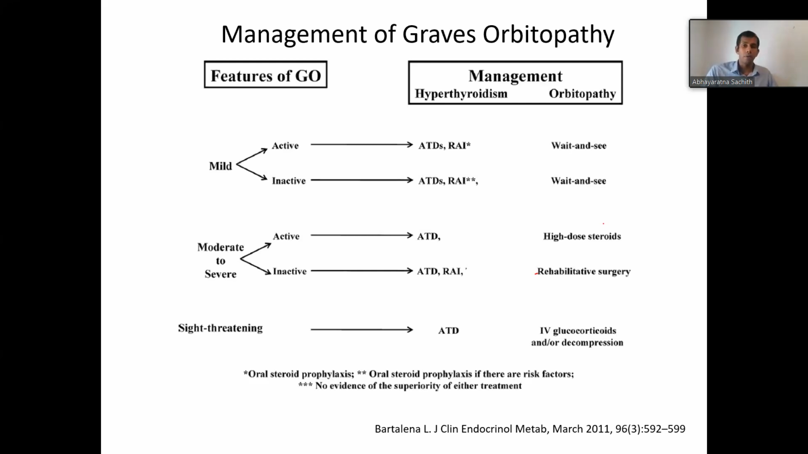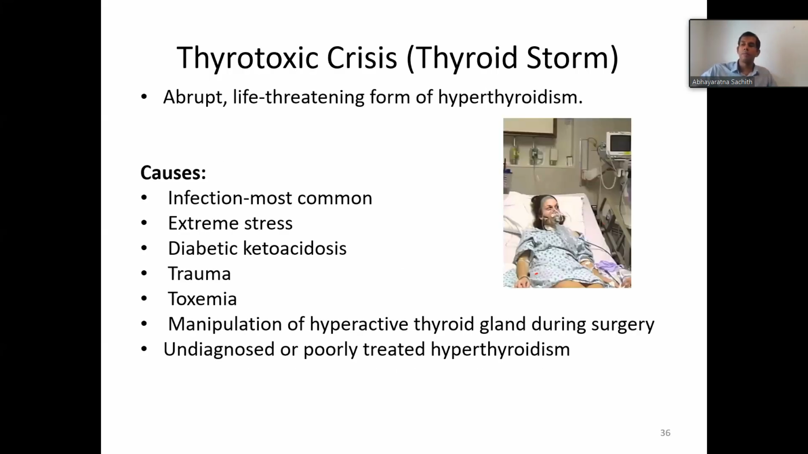And then you need rehabilitative surgery to correct the inactive severe eye disease. If it is sight-threatening, again you give anti-thyroid drugs, IV glucocorticoids, and then do orbital decompression to save the vision. So that's the path we follow when there is orbitopathy. And finally, the life-threatening situation with hyperthyroidism is thyrotoxic crisis, which we also call thyroid storm. It's the high levels of thyroxine in the blood.